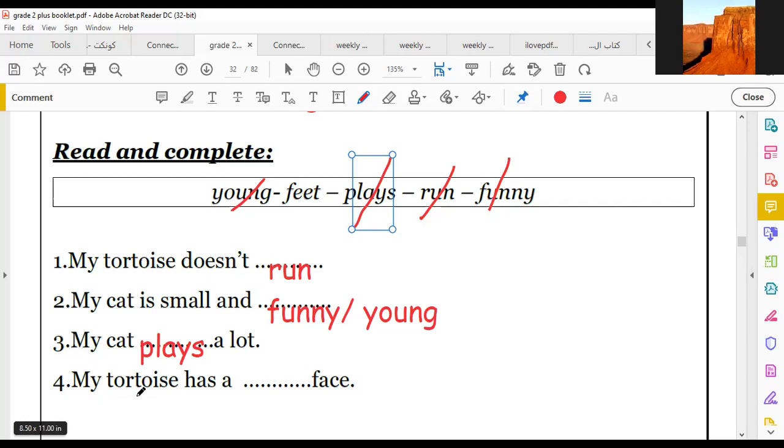My tortoise has and has a face. What do you think? Feet, face, or funny face? Funny face. Thank you.